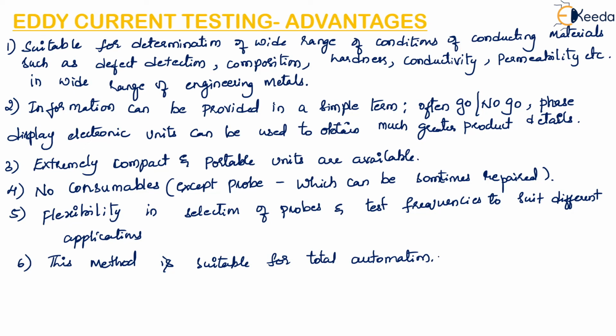So now what are the disadvantages of this method? The wide range of parameters which affect the eddy current responses means that the signal from a desired material character, that is the crack, can be masked by an unwanted parameter. For example, the hardness change. That is why careful selection of the probe and the electronics will be needed in some applications.